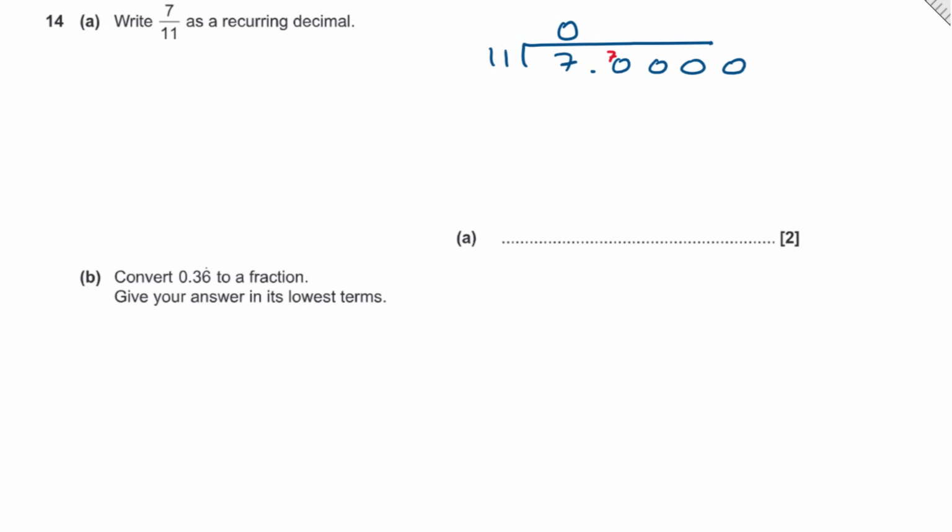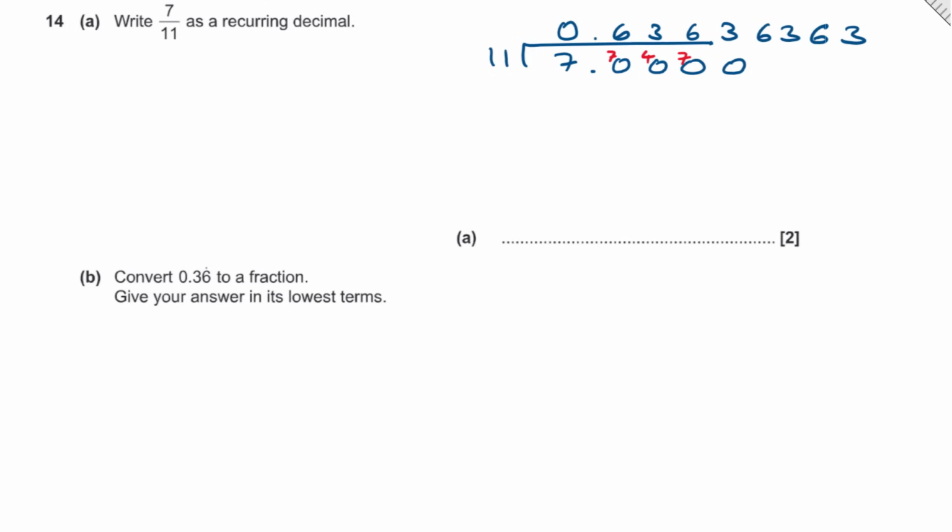So 11s into 70. Well, 6 11s are 66, aren't they? So it can go in 6 times. And then the remainder is going to be 4 then, isn't it? Okay, 11s into 40. Well, 3 11s are 33, so it goes in 3 times. Remainder, well, 33 from 40 is 7. Okay, and then we've got 11s into 70 again, so that's going to give me another 6. And then after that, it's just going to be bouncing between 6 and 3, isn't it? 6 3 6 3 6 3 and so on.